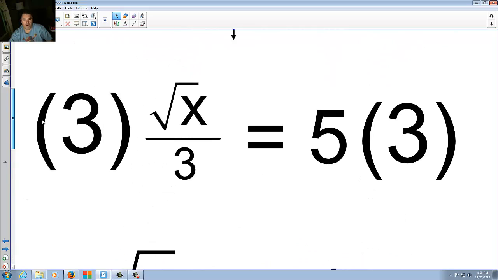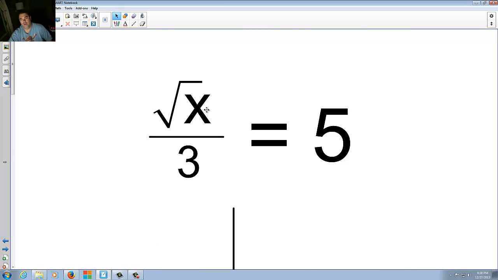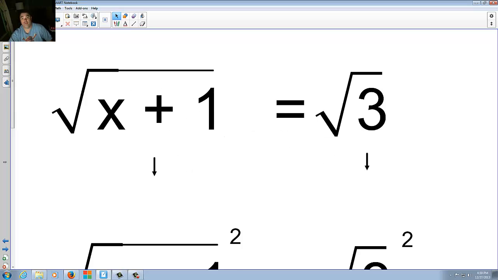Not sure? Go all the way back to the top and plug it in. Root of 225 is 15. 15 divided by 3 is 5. So you know you're right.